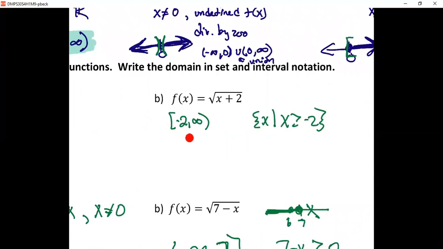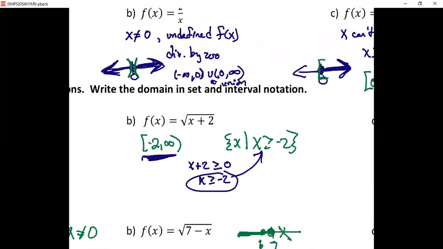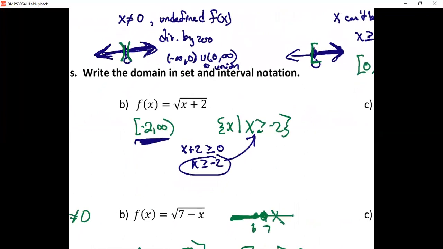On B, an algebraic approach to this problem is we set x plus 2, whatever is underneath the radical, greater than or equal to 0. If we solve that inequality, we will get the expression x is greater than or equal to -2, which is what I have here. Interval notation is going to model kind of what I did up in 1c there.